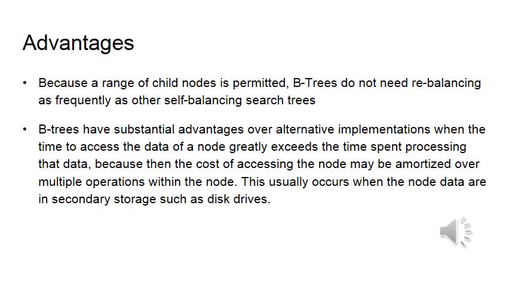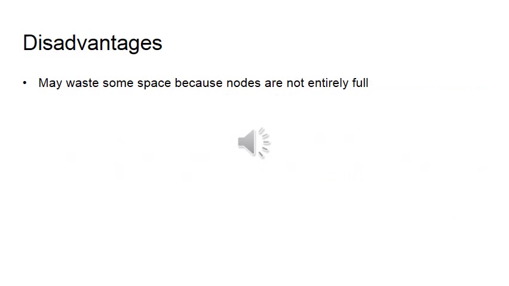Because a range of child nodes is permitted, B trees do not need rebalancing as frequently as other self-balancing search trees. B trees have substantial advantages over alternative implementations when the time to access the data of a node greatly exceeds the time spent processing that data, because the cost of accessing the node may amortize over multiple operations within the node. This usually occurs when the node data is in secondary storage such as disk drives. The only major disadvantage of a B tree is that it may waste some space because nodes are not entirely full.